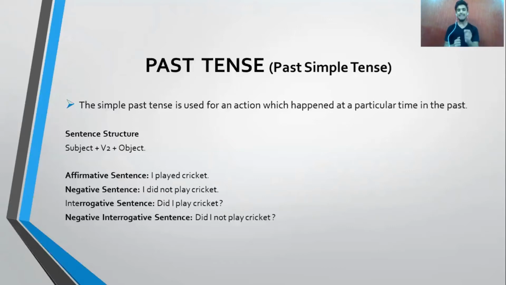Now, I did not play cricket. Here we will not put the second form of the main verb because we have been given the helping verb did. In an interrogative sentence, we will have to put the helping verb first, then the subject, then the main verb, and then the object. Did I play cricket? Here also we will not use the second form of the main verb because we have been given the helping verb. In a negative interrogative sentence, we will put first the helping verb, then the subject, and then not because it's also a negative sentence, and then the first form of the main verb, and then the object. Did I not play cricket?